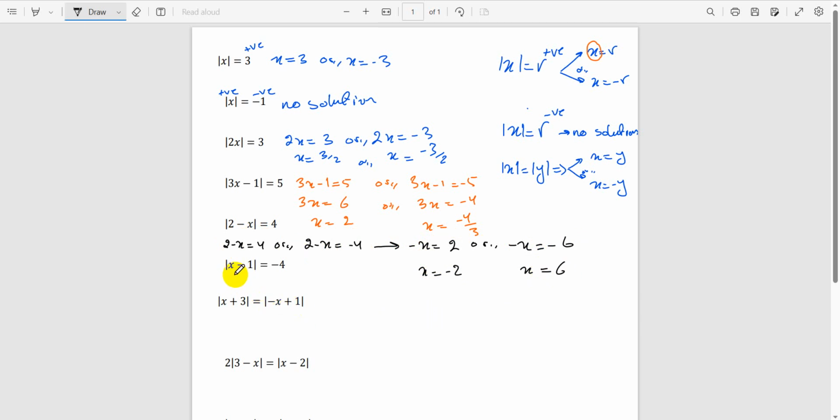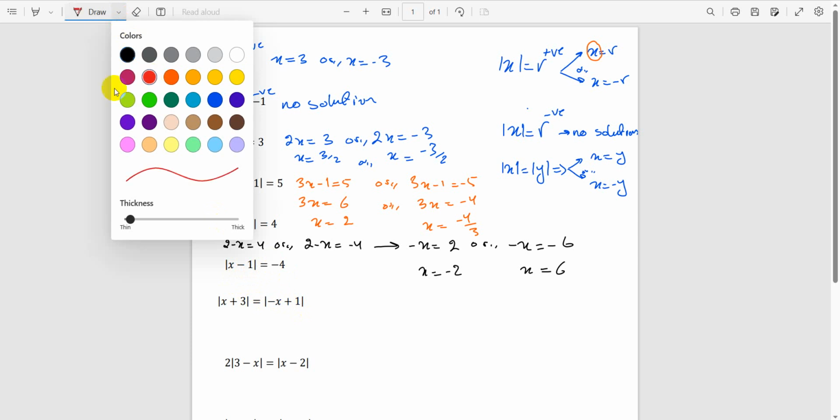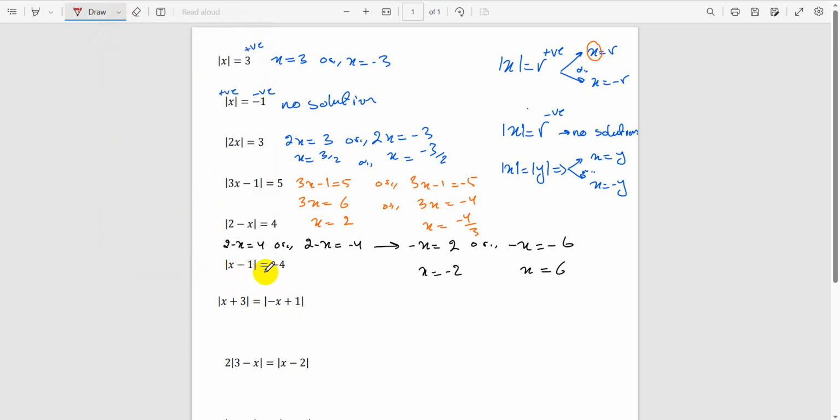Here, absolute x minus 1 equals negative 4. Since I'm dealing with a positive side equal to a negative, it's according to the second formula, so directly we say no solution.